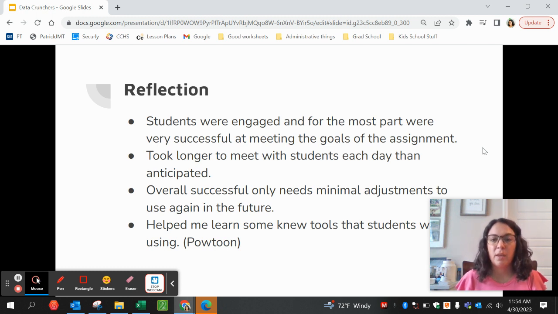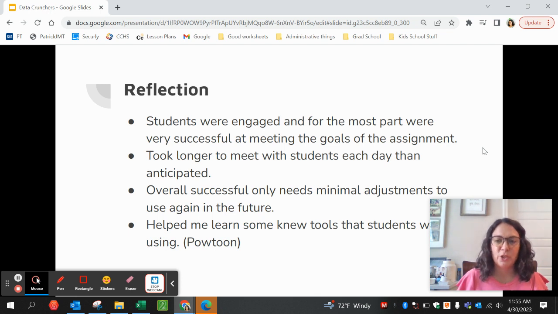The one thing that was challenging for me during this was that I had scheduled time each day during the project to meet with students so I could do a quick check-in, quick temperature check to make sure that they were in the right spot for the day that we were on, that they were not having any issues that they needed help with, and that they didn't need any redirecting. That took a lot longer than I anticipated. So in the future, I'm going to have to adjust how I do that and figure out a better way to check in with students, because that was very challenging to do in a 90-minute class period.